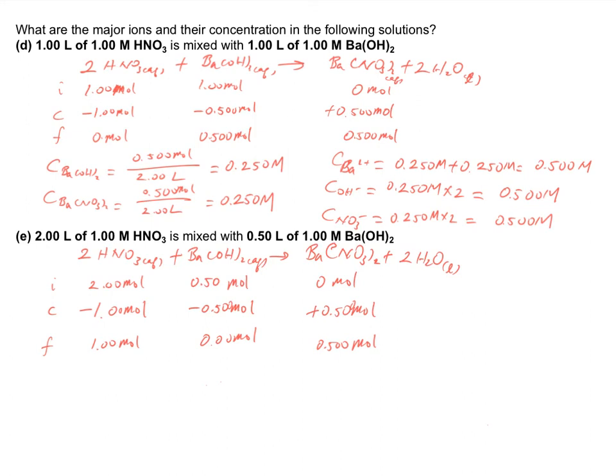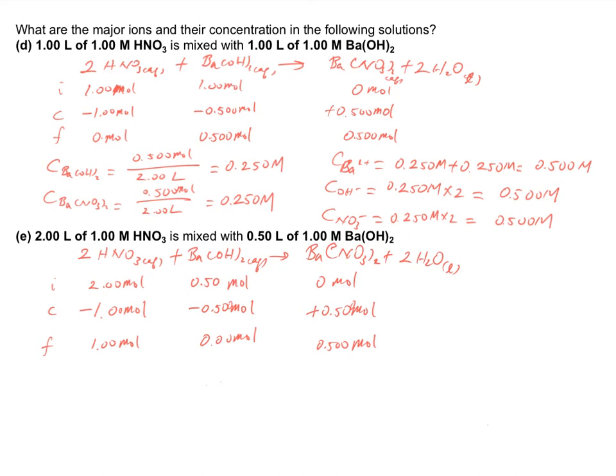So what are the major ions? We know nitric acid is a strong acid, therefore a strong electrolyte, so we have H plus and nitrate ions. And barium nitrate is an ionic compound, also a strong electrolyte, so we have barium 2 plus and nitrate minus. Therefore we have three major ions: H plus, nitrate ion, and barium 2 plus. And we have a tiny bit of OH minus from water dissociation, but that is not a major ion.